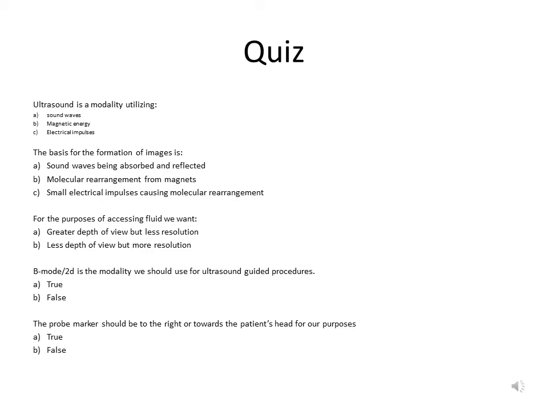Next question, B mode/2D is the modality we should use for ultrasound guided procedures. A, true, or B, false? The answer is A, true. And next question, the probe marker should be to the right or towards the patient's head for our purposes. A, true, or B, false? The answer is A, true. So we'll go over the answers to these questions more in depth in the talk.